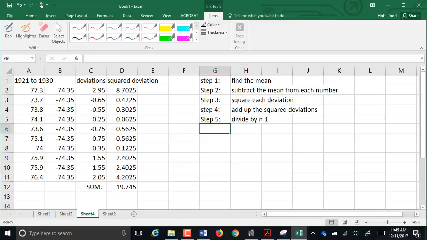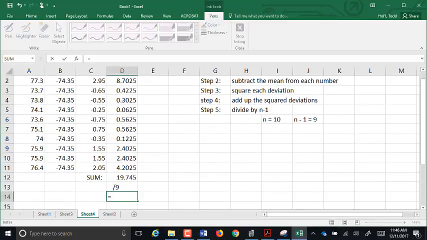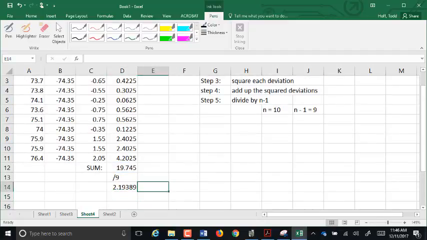Perfect. So n is what in this set of numbers? 10. Yes, there are 10 numbers, so n equals 10. So n minus 1 equals 9. So we divide by 9. And of course, that is what we would refer to as the variance. If you're ever asked for variance, that's what they're talking about.